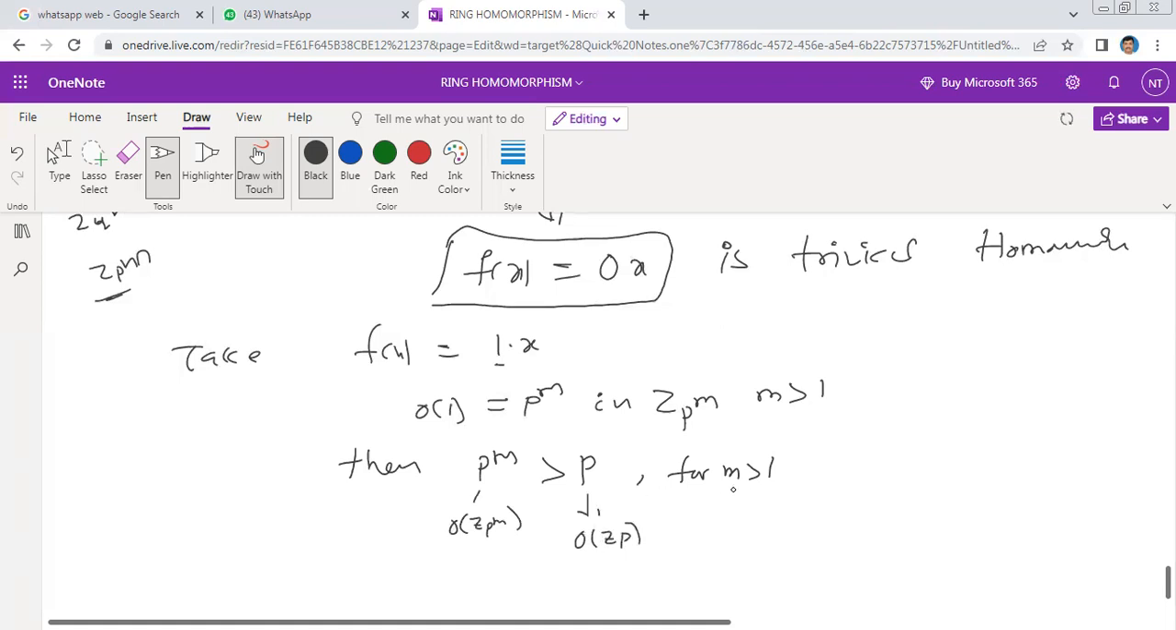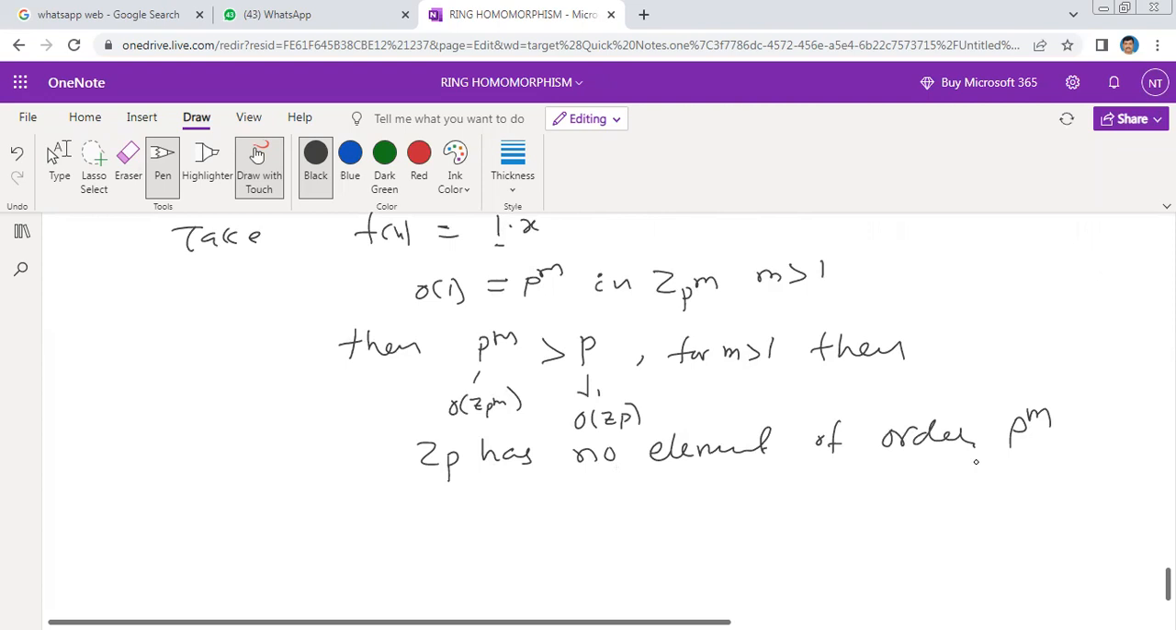So for m greater than 1, p power m is greater than p. Then what should I write? Then Z_p has no element of order p power m. Very good, the answer is correct. Z_p has no element of order p to the power of m. Suppose Z_p has an element of order p power m, then the order of the element, p power m, divides the order of Z_p.